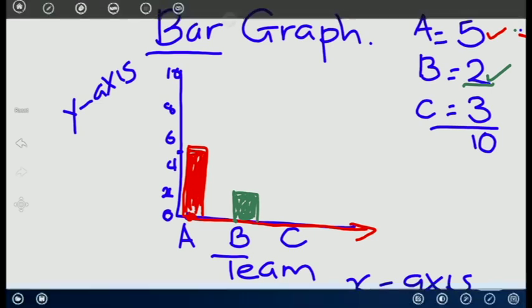Then let us look at the third team. Which team?